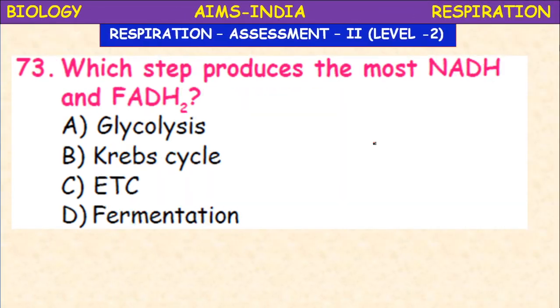Next, which step produces the most NADH and FADH2? Glycolysis, Krebs cycle, electron transport chain and fermentation. Energy rich compounds like NADH and FADH2 are produced in the Krebs cycle. Okay.